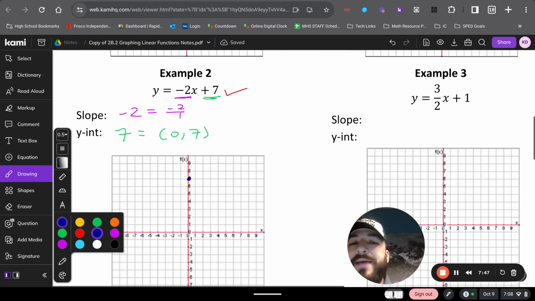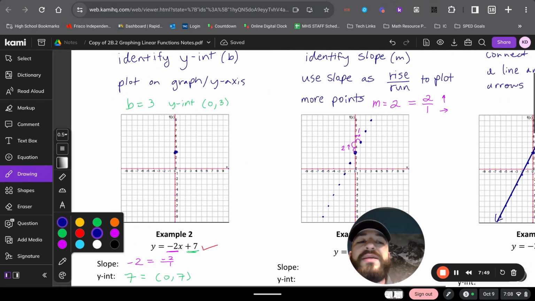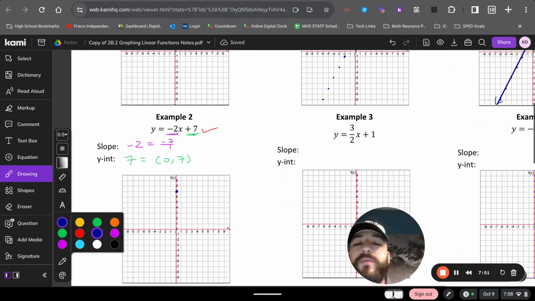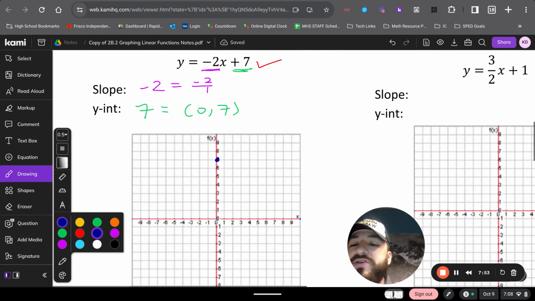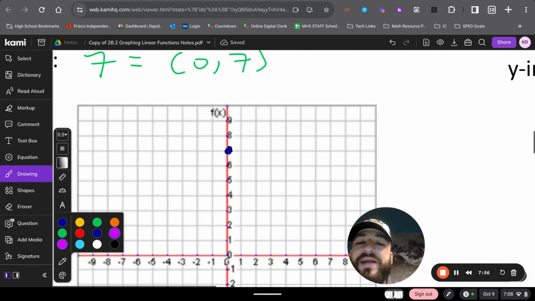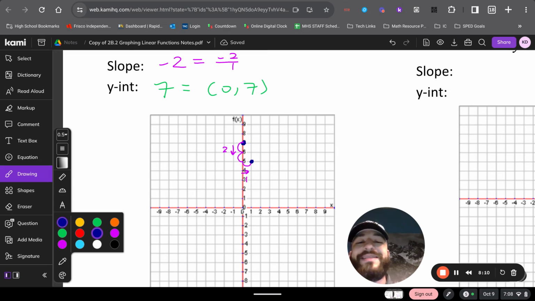Then my second step is to use my slope as rise over run to plot more points. So negative 2 over 1, I'm going to go down by 2 and over by 1. Remember, I always go to the right. And keeping in mind that our slope is negative, that looks like it is going to get us a decreasing line for that decreasing slope.